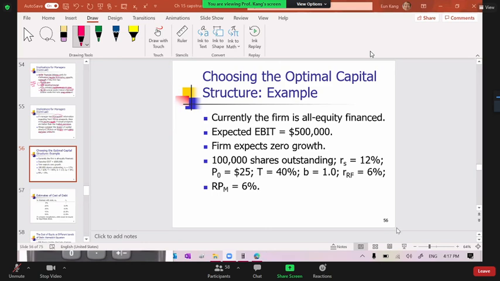So here, this problem is very important. High, maybe over 90% to be on the exam or quizzes. That is how to choose the optimal capital structure, because this is the main thing, right?